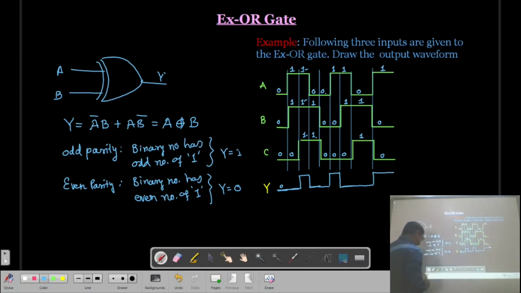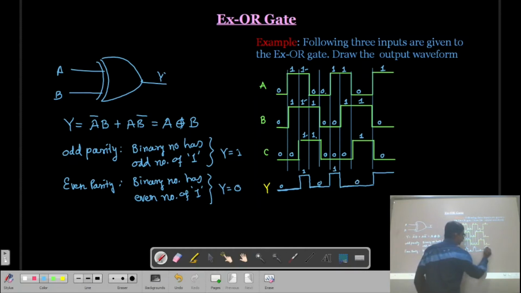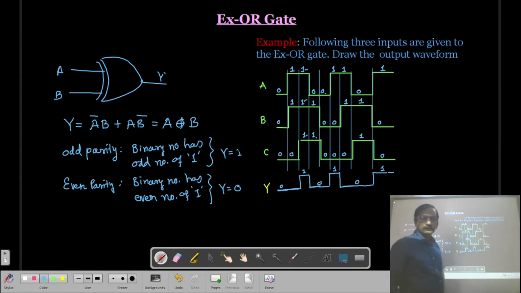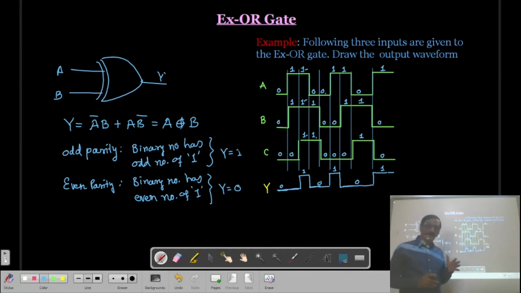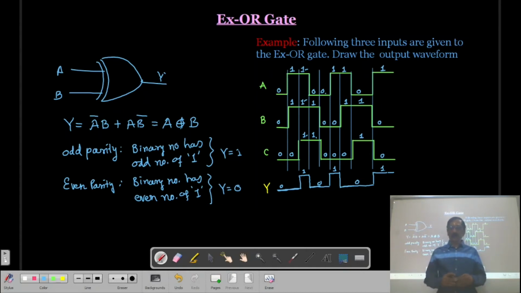Correct? So in this way you can say this is 0, 1, 0, 1, 0, 1. So this will be the output of an exclusive OR gate. So here instead of ABC, if you have A, B, C, D, meaning 4 inputs or 5 inputs, and you want to draw the waveform, then just see whether the ABCD number is with the odd parity or the even parity, and correspondingly you can draw the output waveform of an exclusive OR gate.